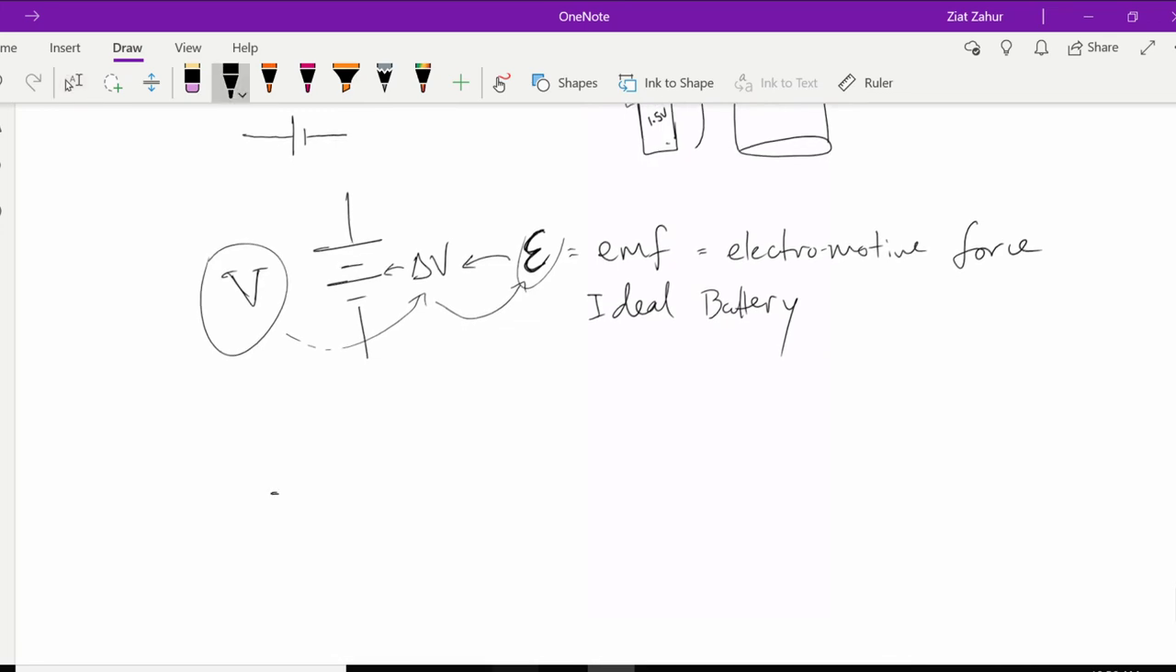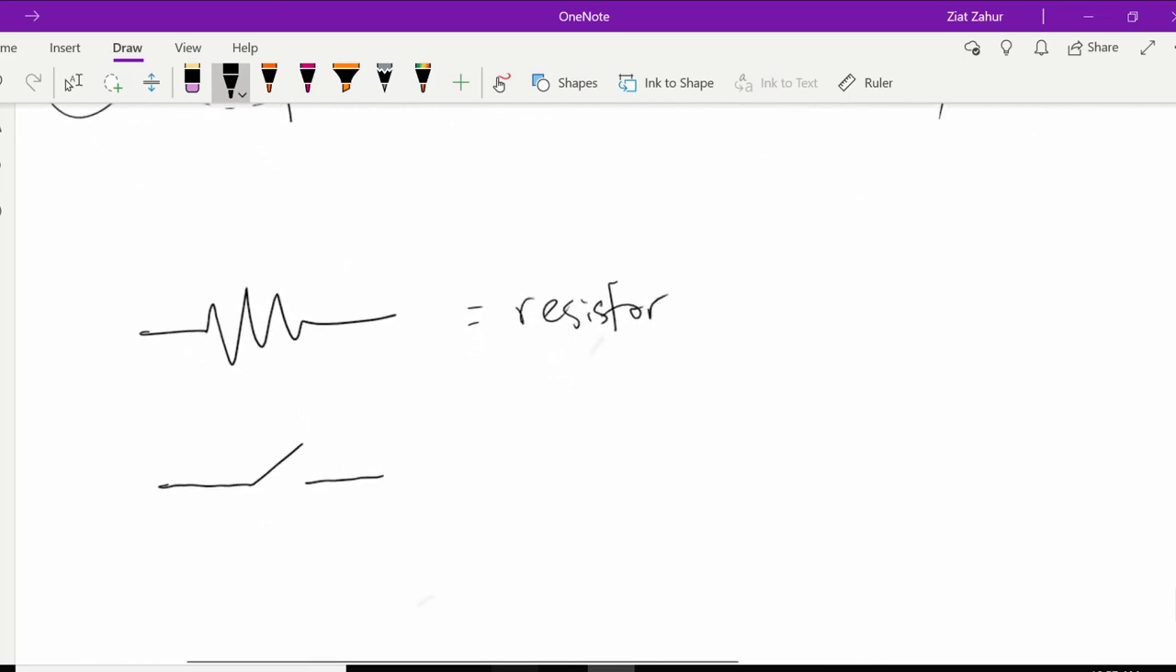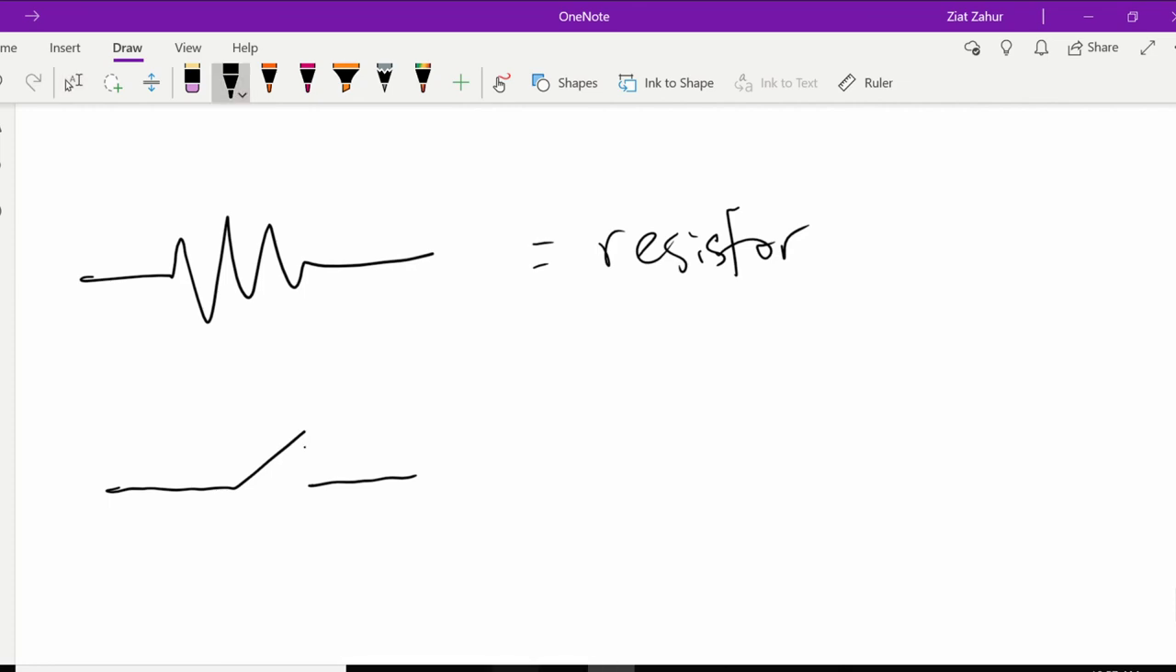The next one is the resistor, which is just a squiggly. It doesn't matter how many spikes you draw. You can draw it horizontally or vertically, doesn't really matter. The next one you want to know is a switch. A switch is like a drawbridge, where you can close the bridge down.